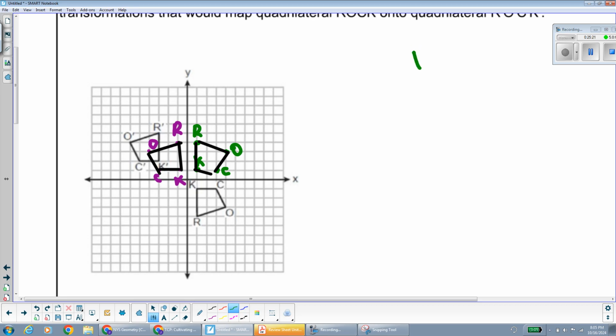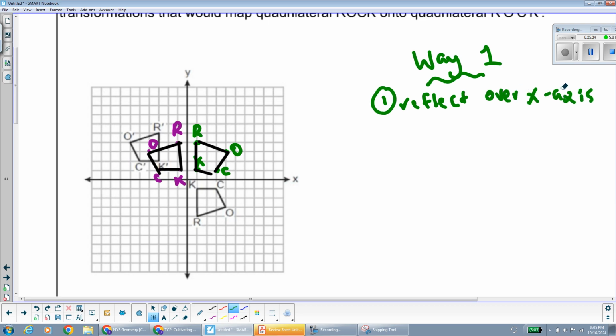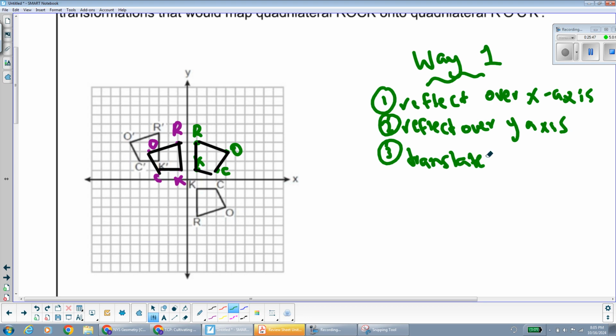So I'm going to write that down. I'm going to write here way number 1. Reflect over x-axis, then reflect over y-axis, then translate 1 up, 2 to the left. So that's way 1. Another way that you might have been thinking to do this is with a rotation.